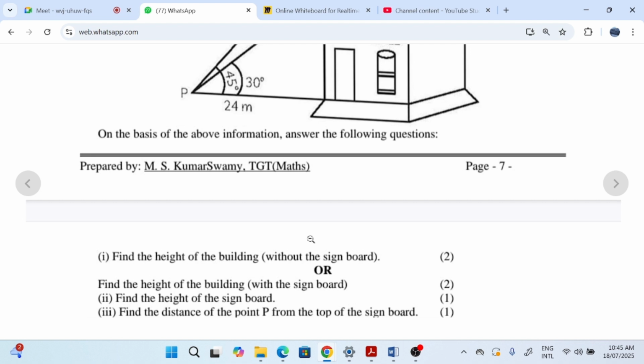41.5. Root 2 is 1.4. So, is it 24 root 2? Yes, 24 root 2. Yes, you are also correct. Ibrahim is also correct. Avnita is also.